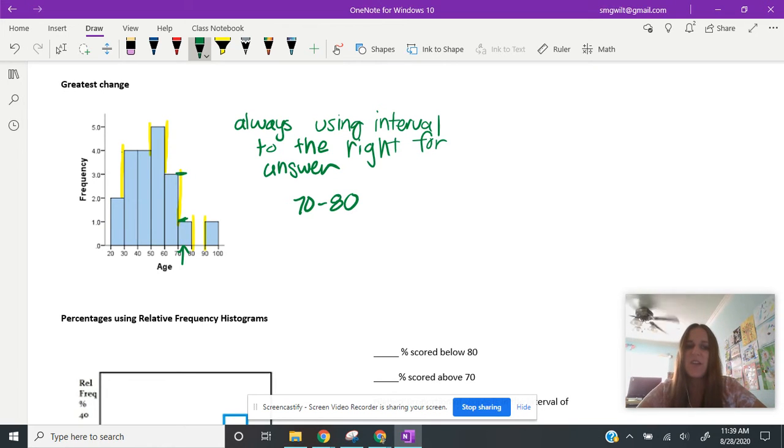Okay, so wherever that greatest change occurs between two bars, you're always taking the interval from the bar to the right, from the second bar. Okay, if I was looking for the least amount of change, it would be this one. So the least would mean that it's between 50 to 60.